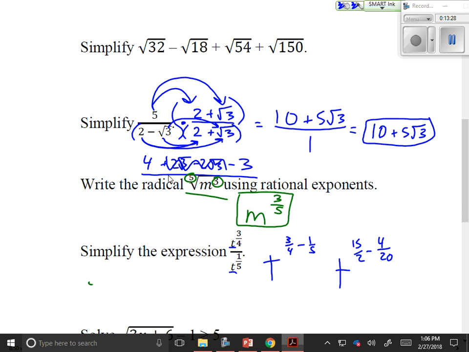15 minus 4 is 11. So I just write it as t to the 11/20 power. Can't reduce 11 over 20. If we could, then that probably means we didn't find the least common denominator we could have used. That's right.